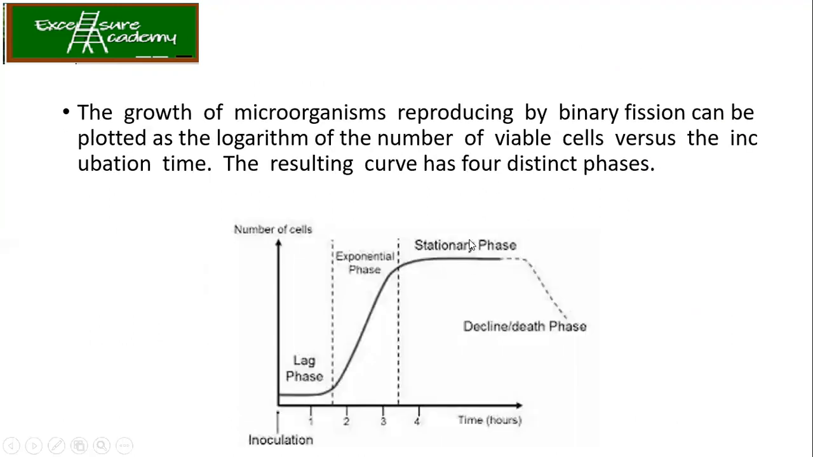Now, the growth of microorganisms reproducing by binary fission can be plotted as the logarithm of the number of viable cells versus the incubation time. The resulting curve has 4 distinct phases. I believe everyone knows about the growth curve. We start over here at 0, 1, 2, 3 on the time axis, and we see a lag phase, then the exponential phase, which is also known as the log phase, then the stationary phase, and then the death phase.